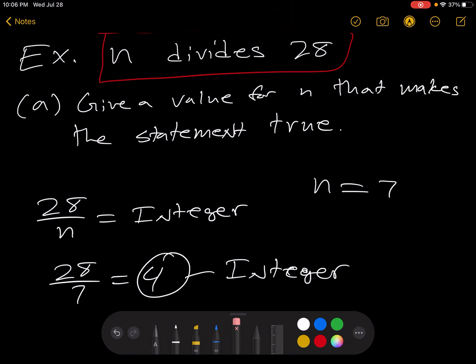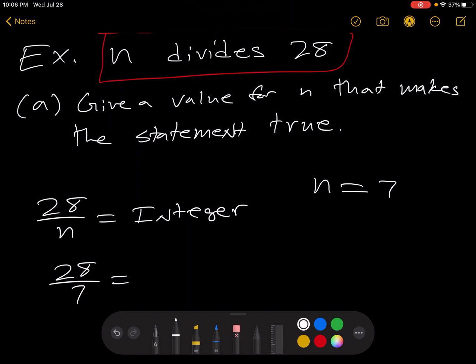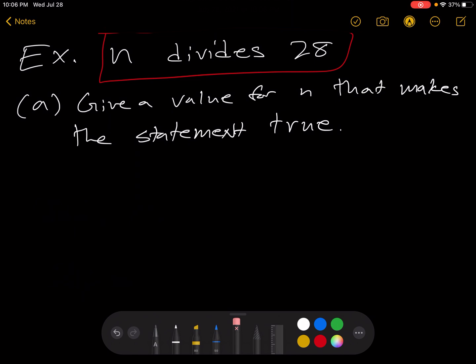All right, so let me show you how to find all possible answers. Now that goes too far for this problem. In this problem, you could just enter 7, and that would be a correct answer. But let me show you how to find all possible answers to this problem. All right, so let's start with the positive answers to this problem.